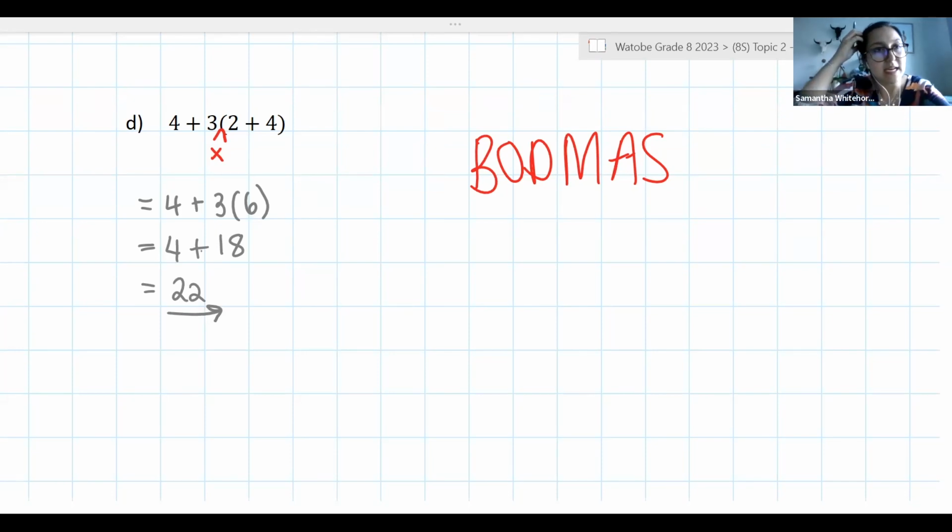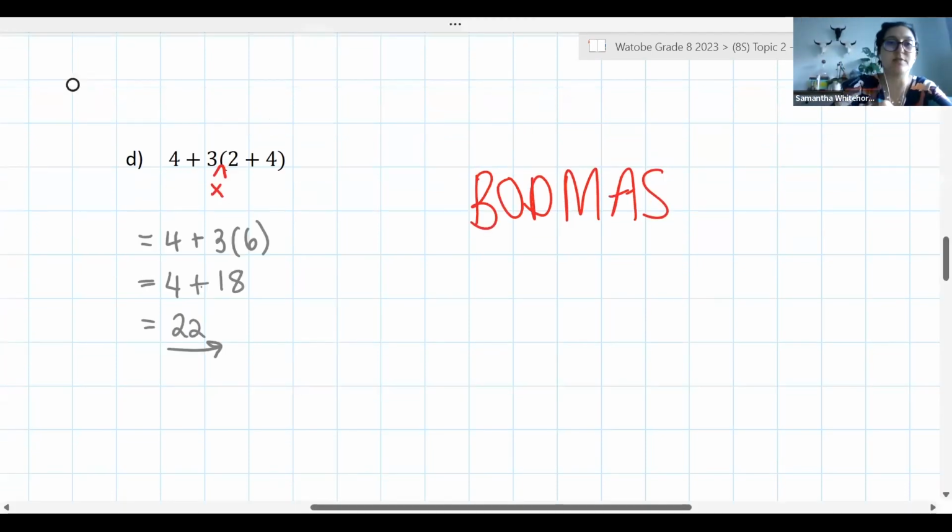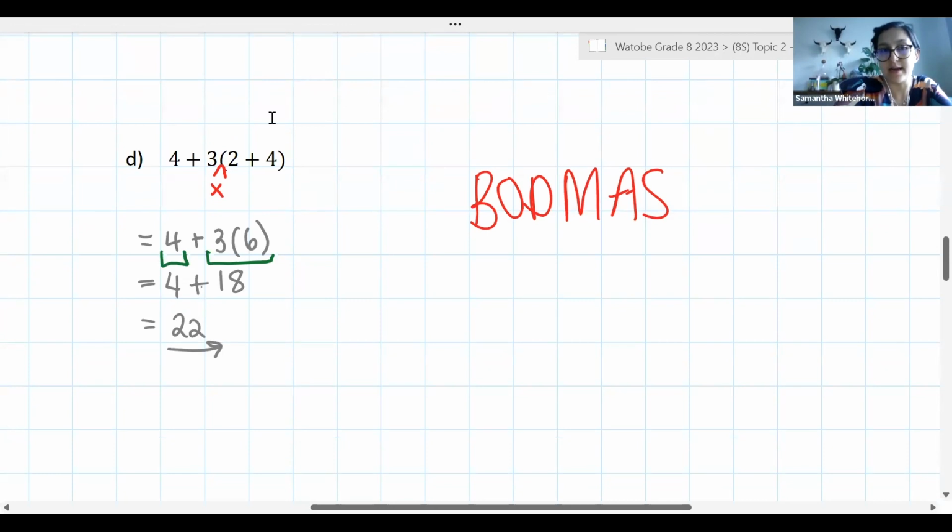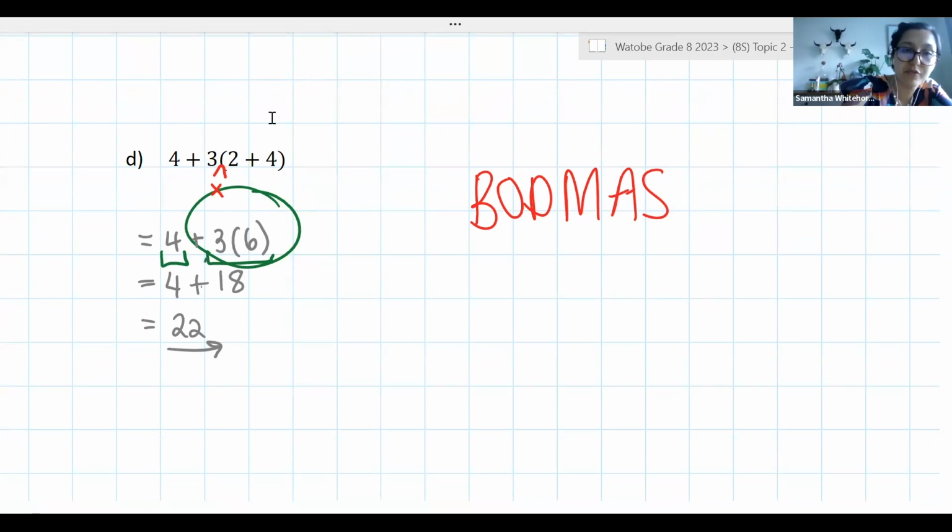So what I'm saying is, excuse me, and this is where terms come in. That is a completely separate term to that. And so we want to simplify that 3 times 6 first before we go and add the 4. Okay.